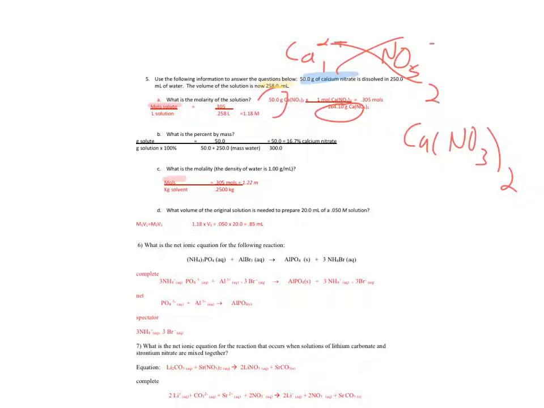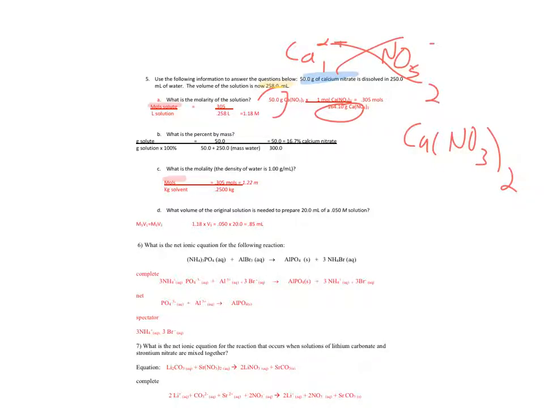For D, now we have a dilution problem, so don't forget about M1V1 equals M2V2. So what volume of the original solution? That means we don't know V1. M1 we found in part A, it's 1.18. M2 we know, 0.050. And then V2 is 20.0.